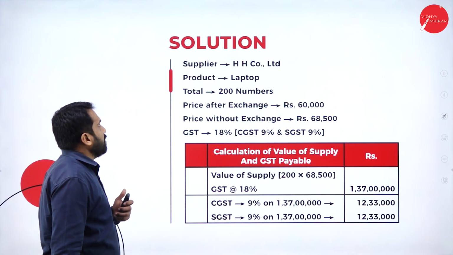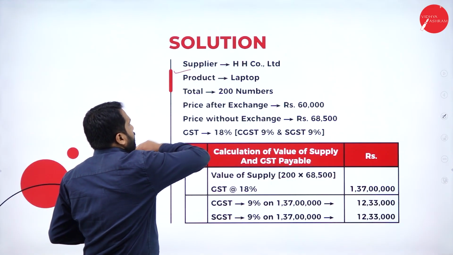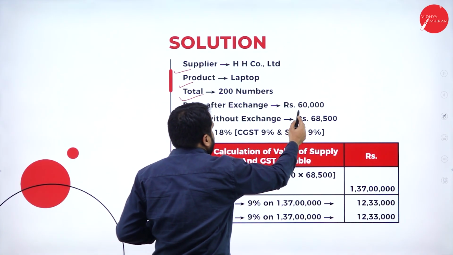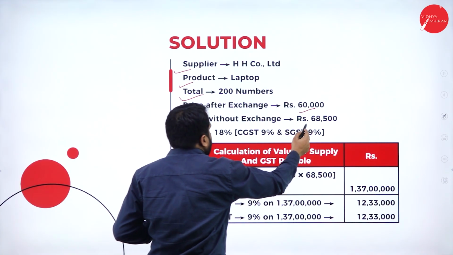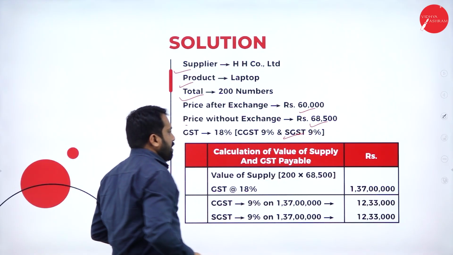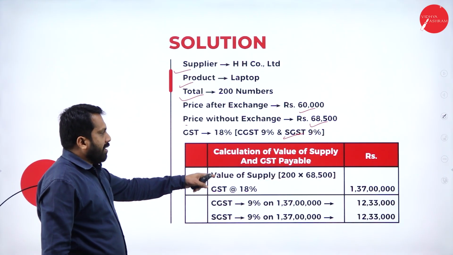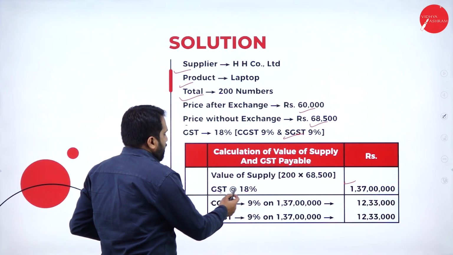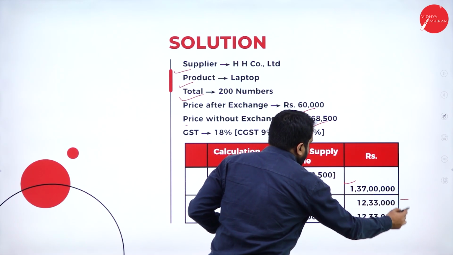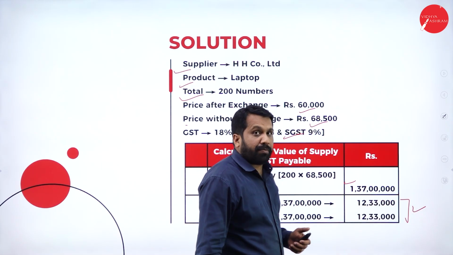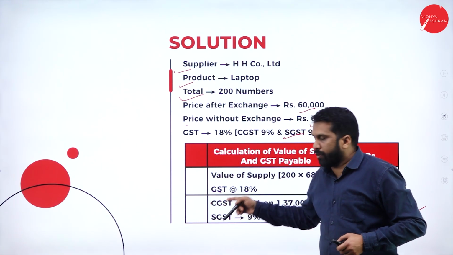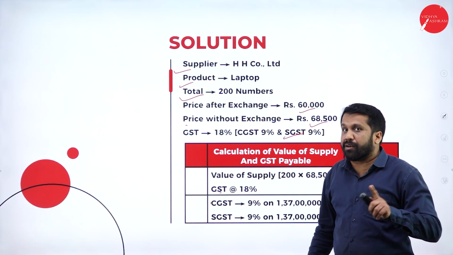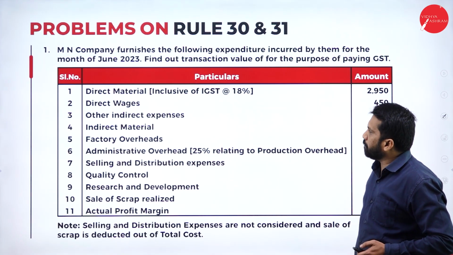Now, as per this, supplier HH Company, product is laptop, total 200 numbers, price with exchange 60,000, price without exchange 68,500, and rate is 9%. 200 into 68,500, so 1 crore 37 lakh. Your 18% GST calculate and write. The exchange price cannot be considered for your invoice. Hope you are clear. The exchange price is not part of this. You should not minus that.